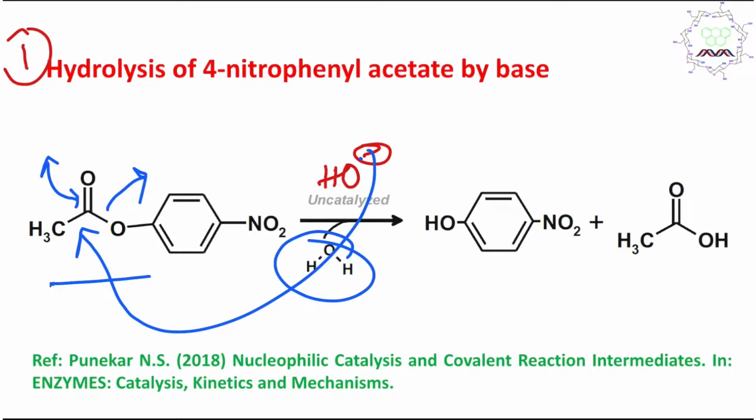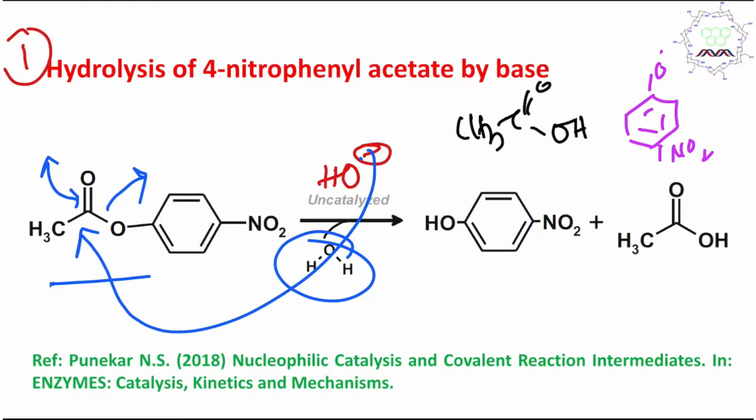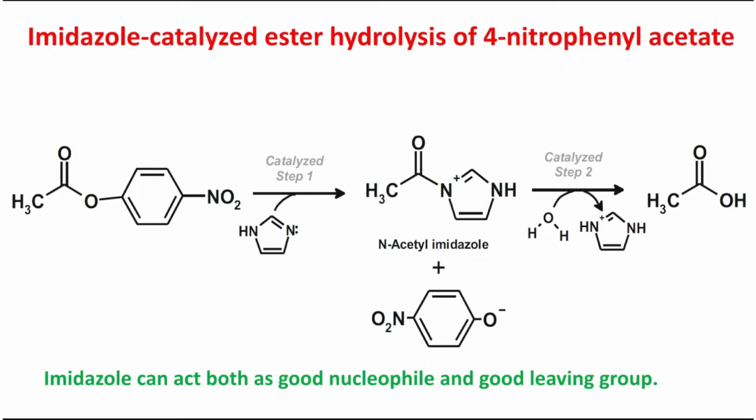After that it produces acetic acid plus this 4-nitrophenolate, O minus. After this, we need to do a workup such that this product is obtained. I'm talking about the uncatalyzed version, but this reaction could be catalyzed by the use of imidazole. Actually this imidazole catalyzes the ester hydrolysis of this 4-nitrophenyl acetate.